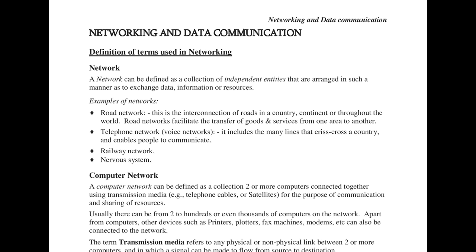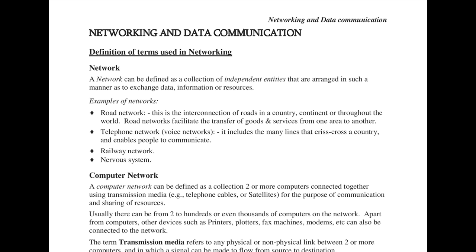We usually start by defining a network. A network is actually a combination of things or entities that share resources. And for them to share resources, we need to have a communication link. And this is whereby we are bringing up the network.